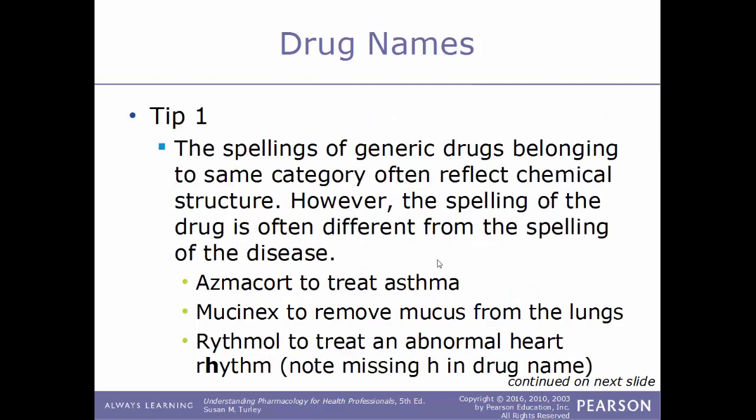Alright, there are some tips that you should follow when designing drug names. Tip number 1, the spellings of generic drugs belonging to the same category often reflect chemical structure. However, the spelling of the drug is often different from the spelling of the disease. For example, Asmacort is used to treat asthma. Mucinex is to remove mucus from the lungs. Rhythmol, like we talked about in the last slide, is to treat abnormal heart rhythms.